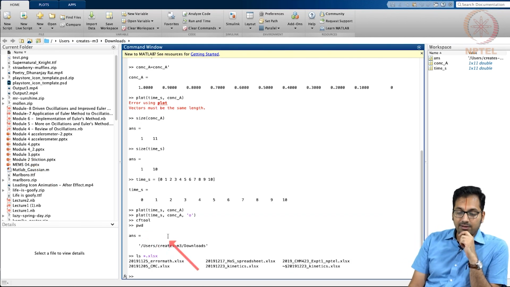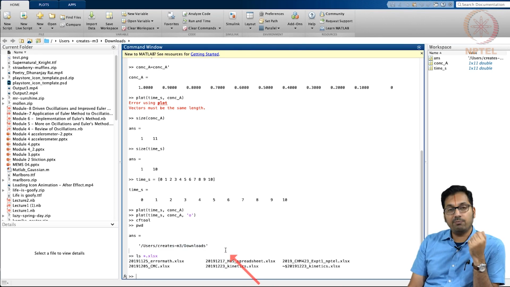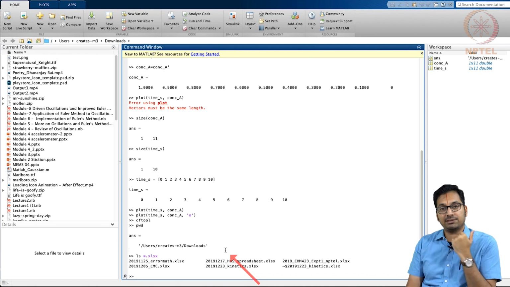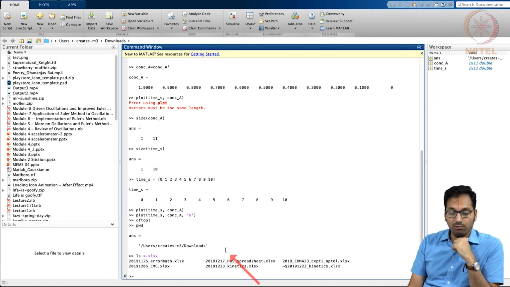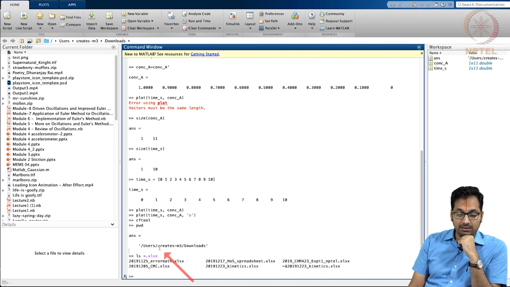So what I am doing here is using the command pwd, which prints the directory that I am working in. This is like the way you might see on a Windows computer, C:/Windows/downloads, but in this case it is a user by name creates M3, and the downloads folder is where you are sitting. If you list the set of files that have the extension XLSX, I am actually using this Excel sheet to do our analysis.